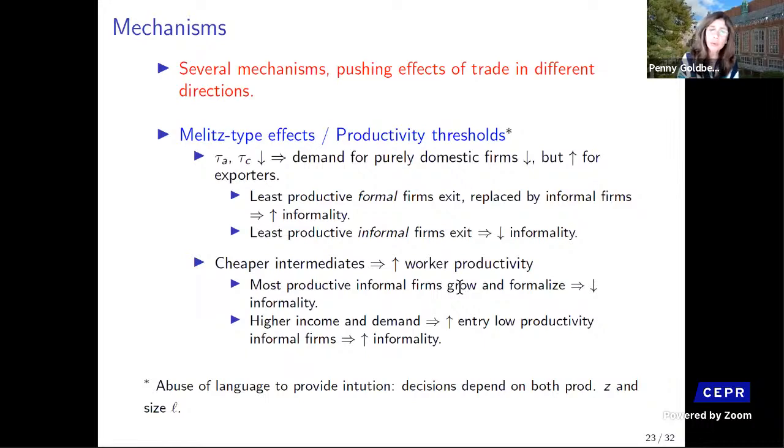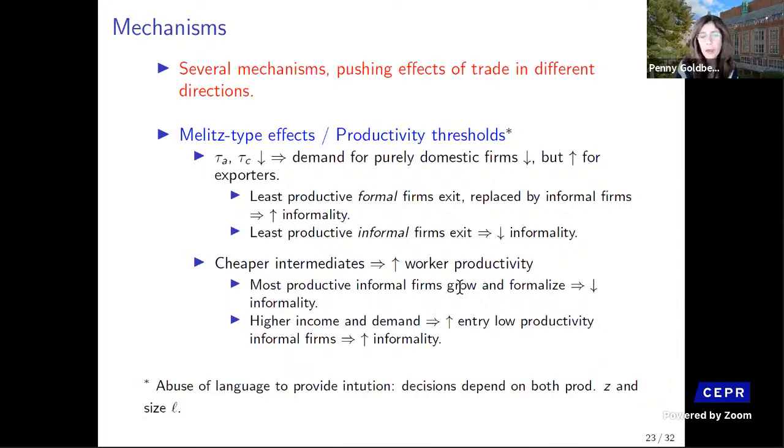We have two types of trade costs in the model: tariffs and iceberg trade costs. If we have trade liberalization, so if these trade costs decline, then the demand for purely domestic firms goes down, but it increases for exporters. What this means is that the least productive formal firms exit, but in this model, they may be replaced by informal firms. They don't necessarily exit markets completely. So that could potentially increase informality. At the same time, though, the least productive informal firms exit, and that would tend to decrease informality. So the effect there could be ambiguous.